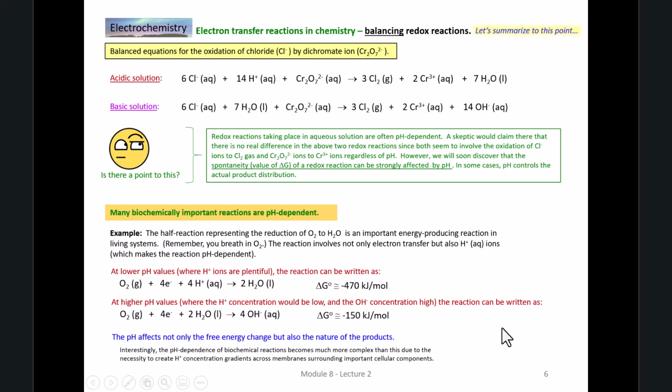So interestingly, the pH dependence of biochemical reactions becomes much more complex than this due to the necessity to create H+ concentration gradients across membranes surrounding important cellular components. For now, though, we're going to do a few more examples in the next part of this lecture of balancing redox reactions.